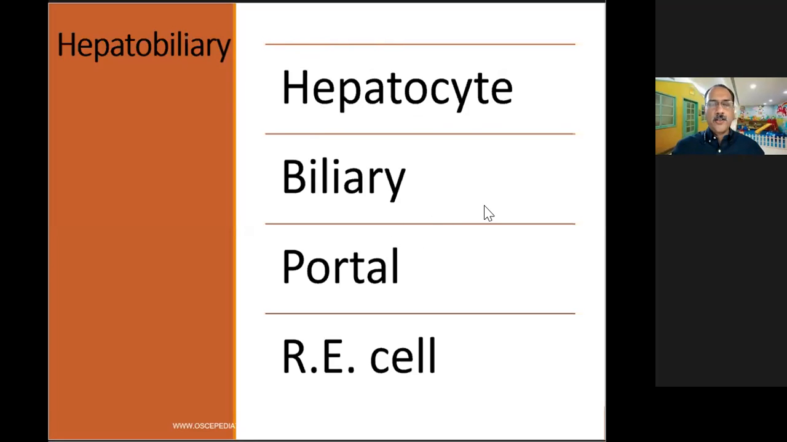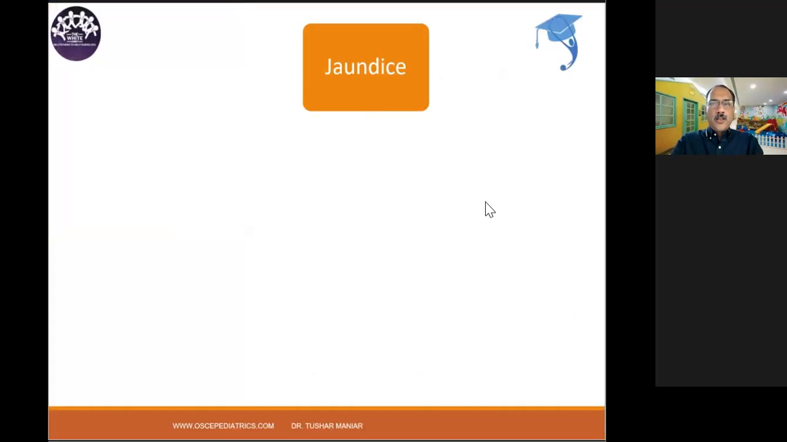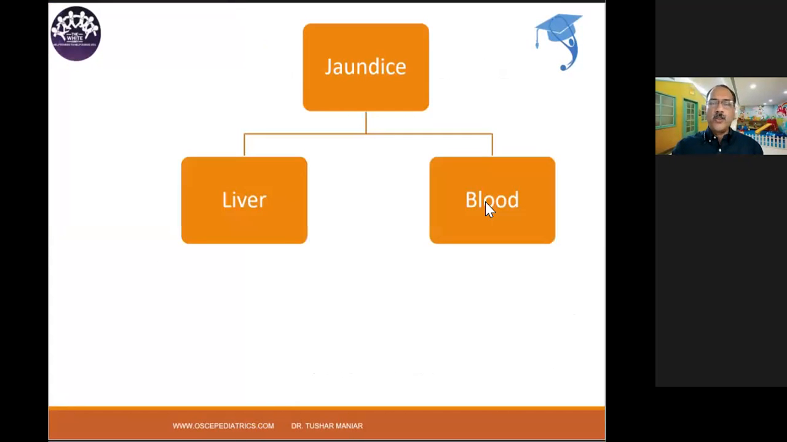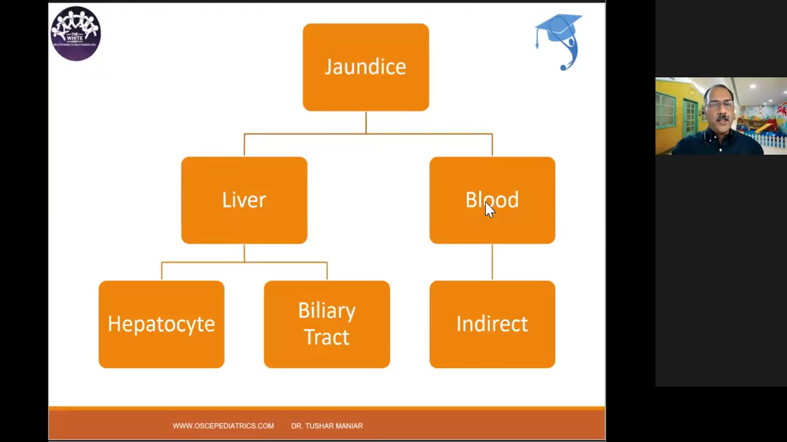Okay, am I clear on this? So let's look at this. Now you have jaundice. What we are trying to do is we'll take a system, we'll get into the microanatomy, and then we will pick up 1 or 2 important symptoms and try to see the approach thereby using the localization. So if you see a child with jaundice, you have 2 options. Either the jaundice is coming because of liver or because of blood. When we say blood, we are talking about indirect hyperbilirubinemia. And when looking at liver, we are looking at hepatocyte or biliary tract. So we are not looking at an RE cell affection, and we are not looking at a primary portal system affection. Secondary to a portal problem, you can have anything, which is a separate discussion.